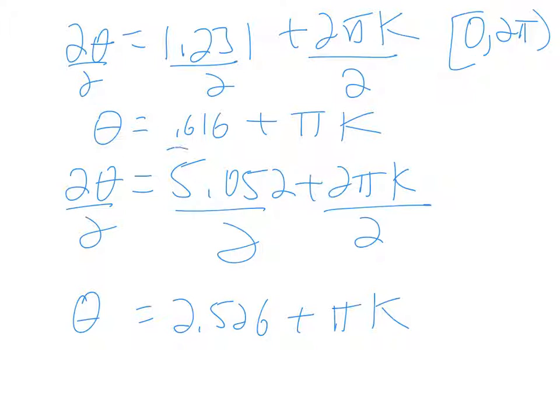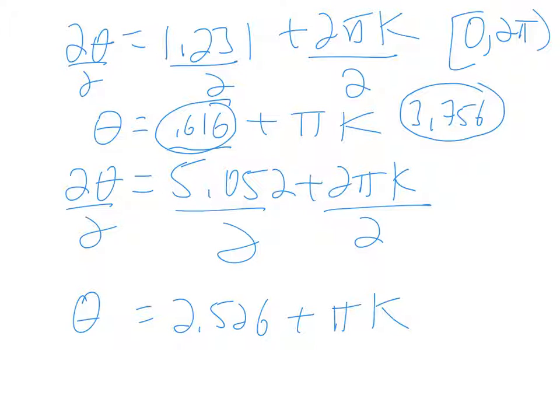And if I add pi to that, that's going to be less than 2 pi. So what's 0.6155 plus 3.14? That's going to be 3.756. And if I add 3.14 to that again, that will be bigger than 6.28. So we're done. Those are 2 answers.